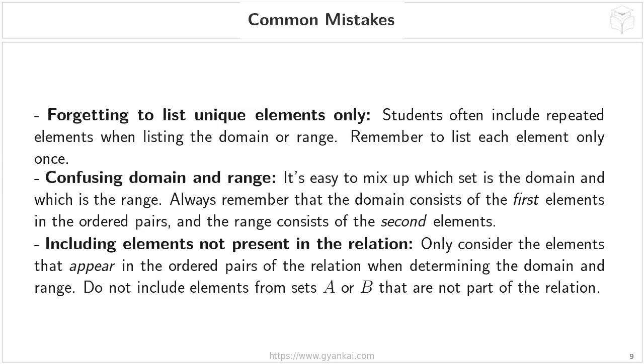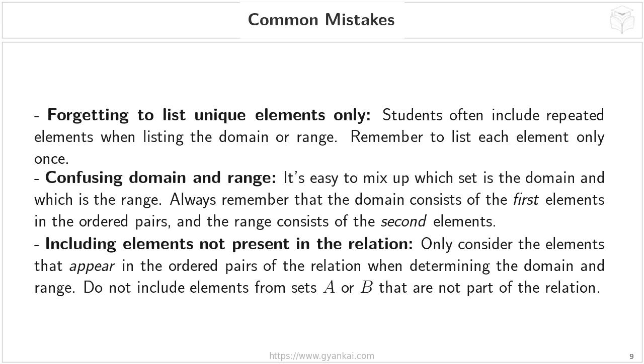Finally, let's look at including elements not present in the relation. This is a subtle one. Sometimes you'll be given sets A and B, and then a relation defined within those sets. It's tempting to include all the elements from sets A and B when listing the domain and range. But that's incorrect. You only consider the elements that actually appear in the ordered pairs that make up the relation. For instance, if the number 5 is in set B, but it doesn't show up as the second element in any of the ordered pairs of the relation, then it doesn't belong in the range.